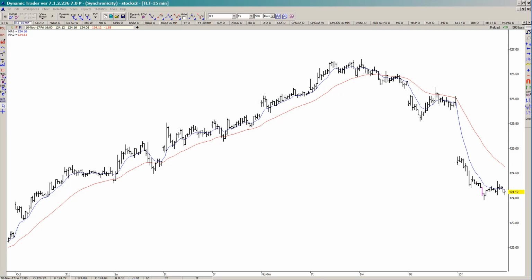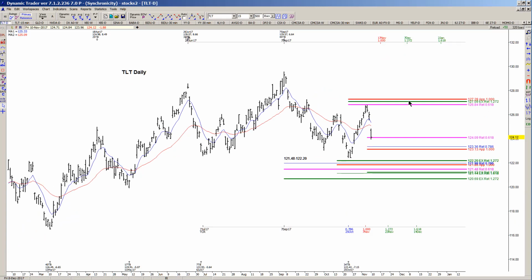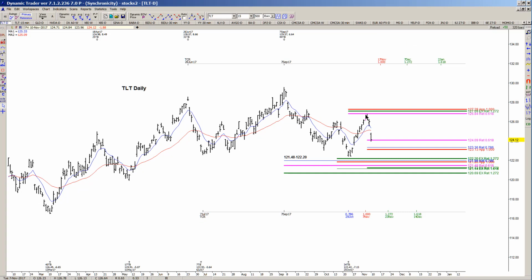You can short, and then your definition of risk is either going to be above the high that was made prior to the sell trigger, so either above here or above the top end of that zone that I gave you, depending on how much room you want to give it, which would be above 127.28. So it set up, it triggered an entry, and then you manage it.